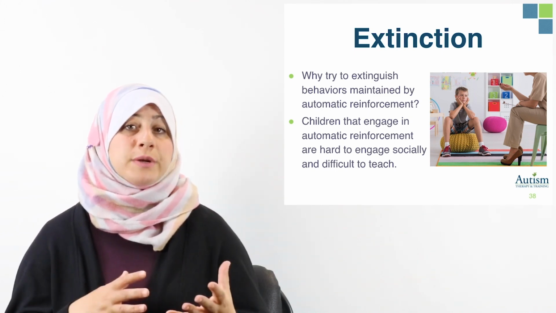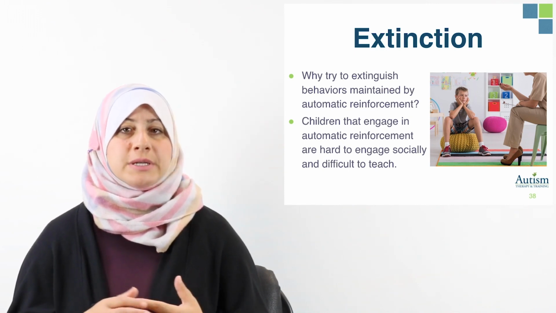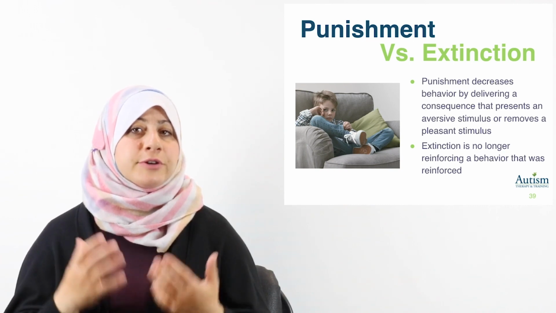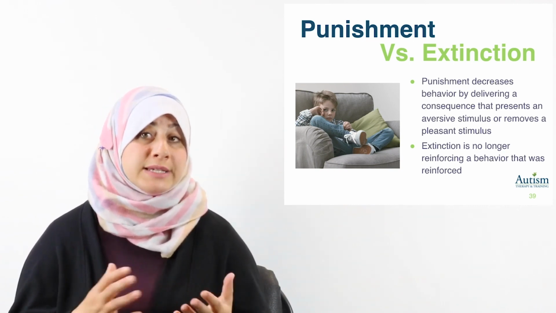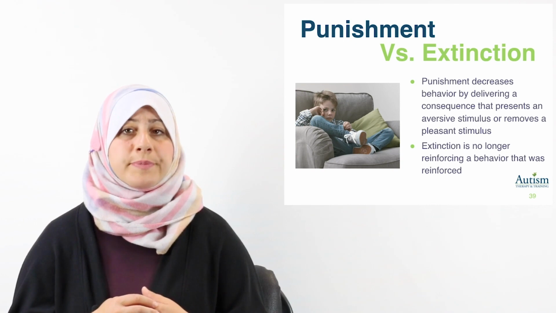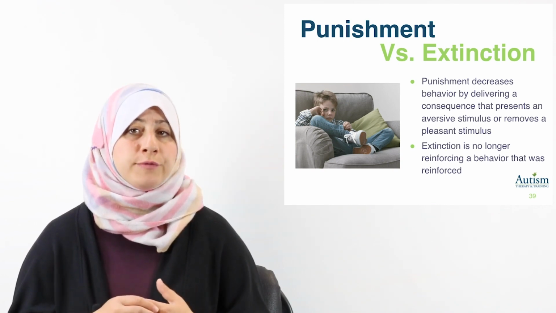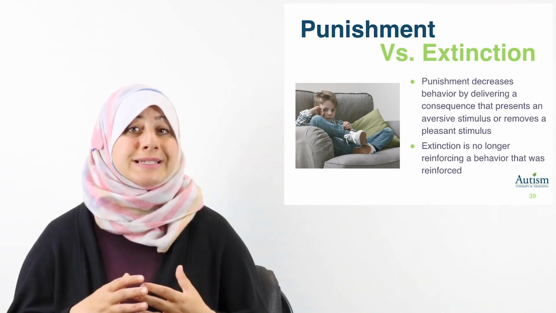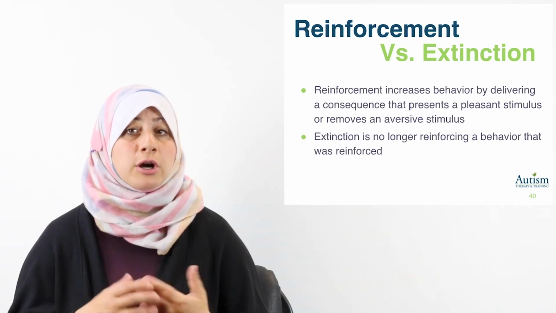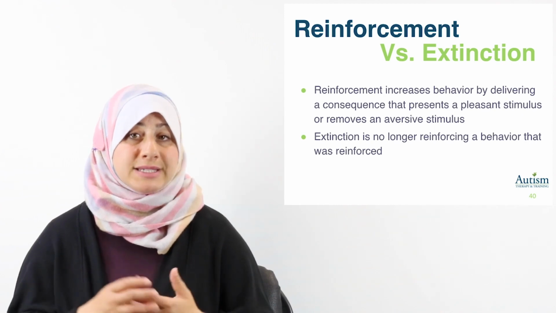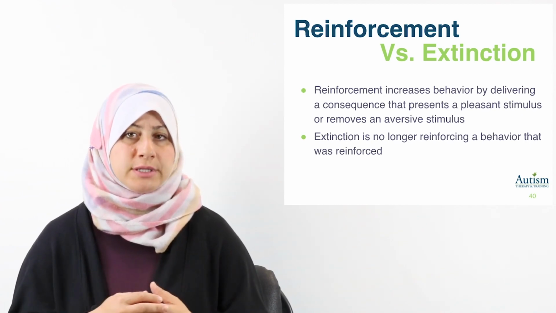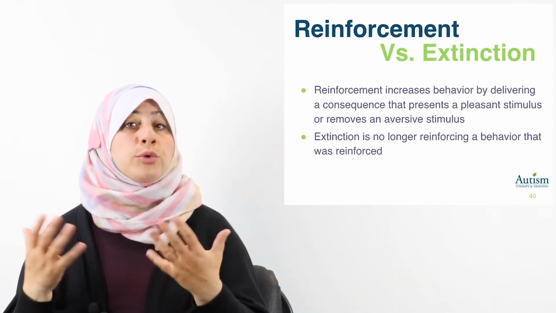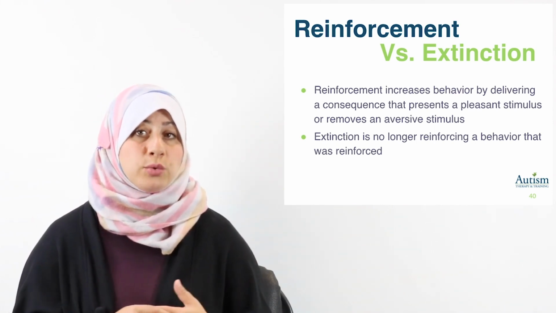So, punishment versus extinction. Punishment decreases behavior by delivering a consequence that presents an aversive stimulus or removes a pleasant stimulus, and we've talked about this before. Extinction is no longer reinforcing the behavior that was once reinforced. Reinforcement increases behaviors by delivering a consequence that presents a pleasant stimulus or removes an aversive stimulus. And again, extinction is no longer reinforcing that behavior that was once reinforced.